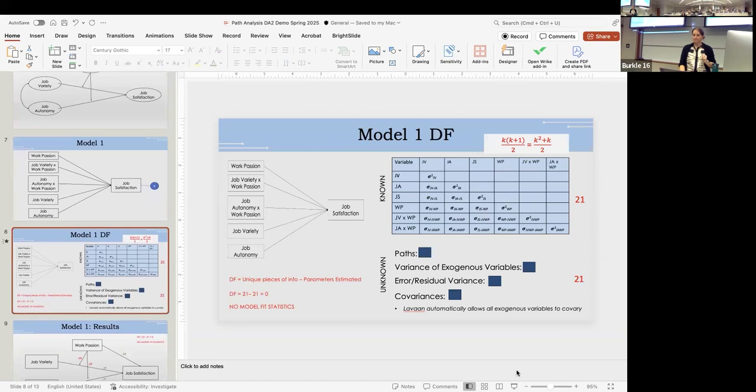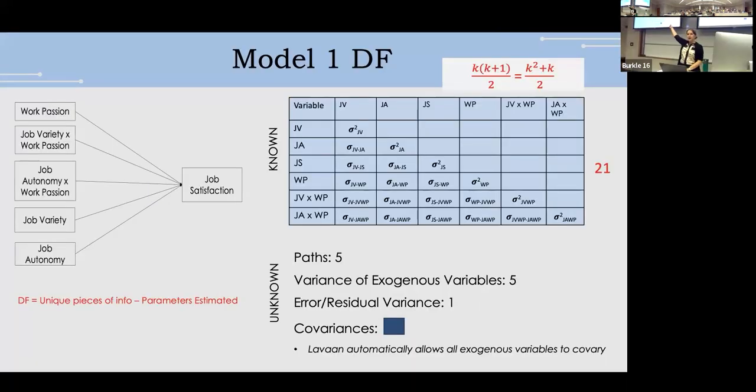But here's the kicker. Anytime you're predicting an outcome from a bunch of exogenous variables, they should all have some relationship with each other. Or if they do, you want to be able to capture that in your model. So lavaan has an automatic feature, which is that you don't have to specify those curved arrows. Lavaan is going to automatically allow all of your exogenous variables to correlate. If you don't, your fit is going to suffer.